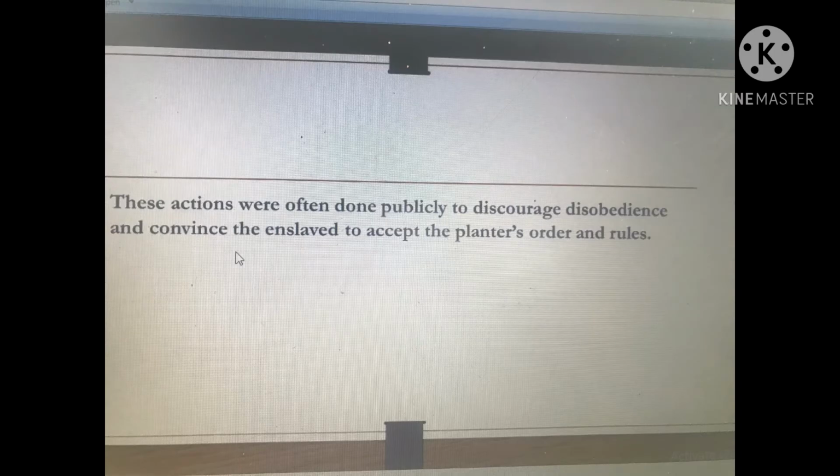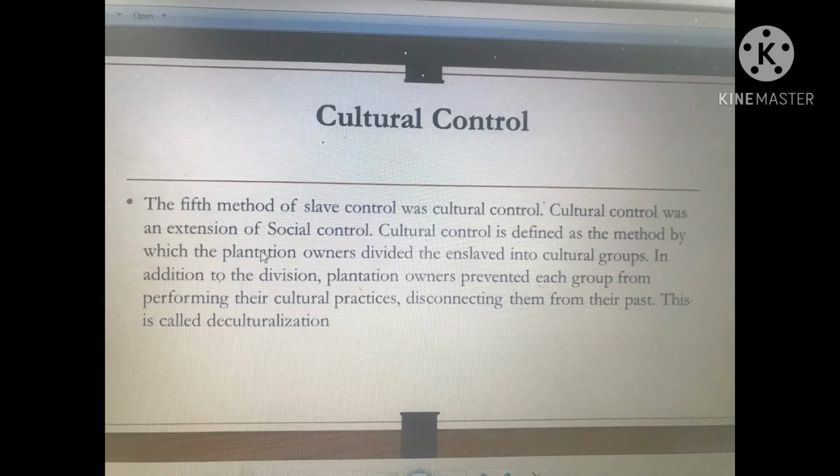Let us continue. The 5th method of slave control was cultural control. What is cultural control? Cultural control was an extension of social control. Cultural control is defined as the methods by which the plantation owners divided the enslaved into cultural groups. In addition to division, plantation owners prevented each group from performing their cultural practices, disconnecting them from their past, their culture, their customs. This is called deculturalization.